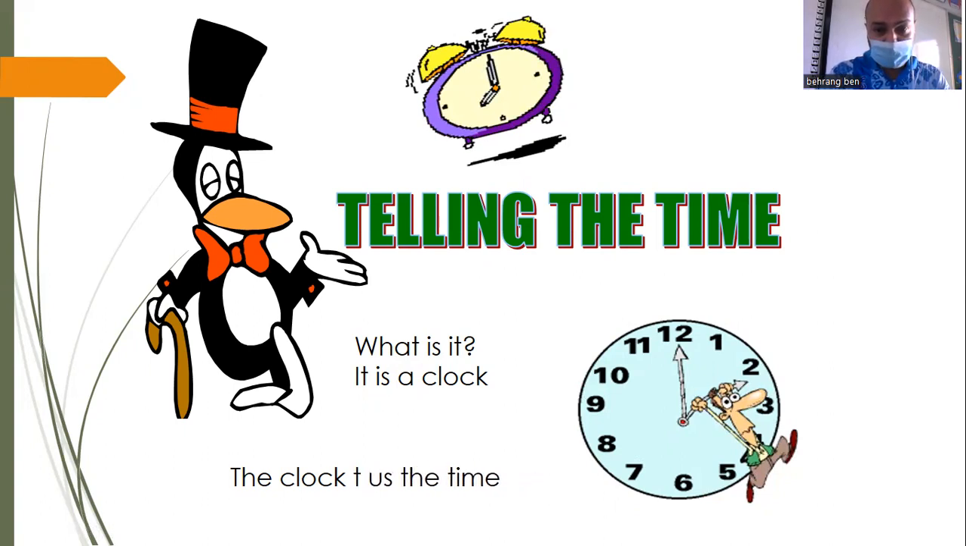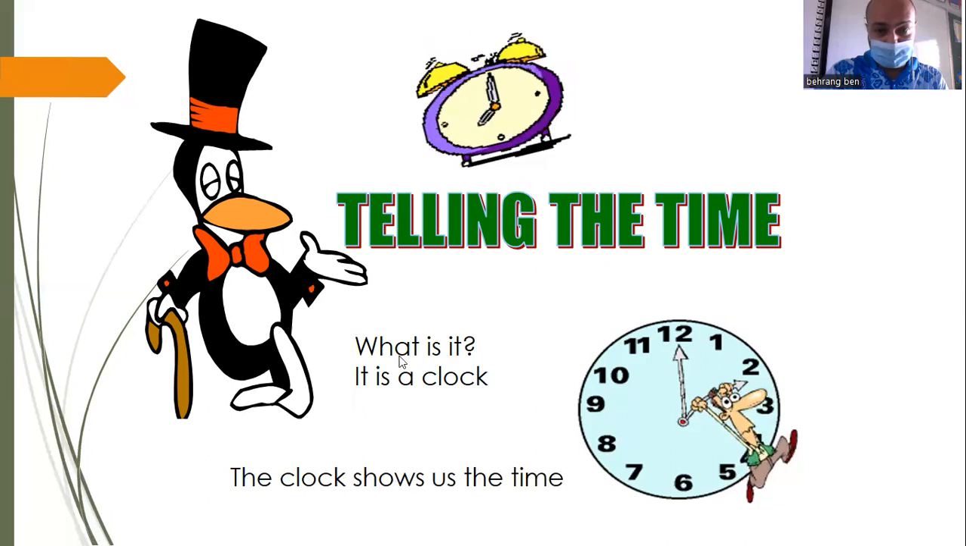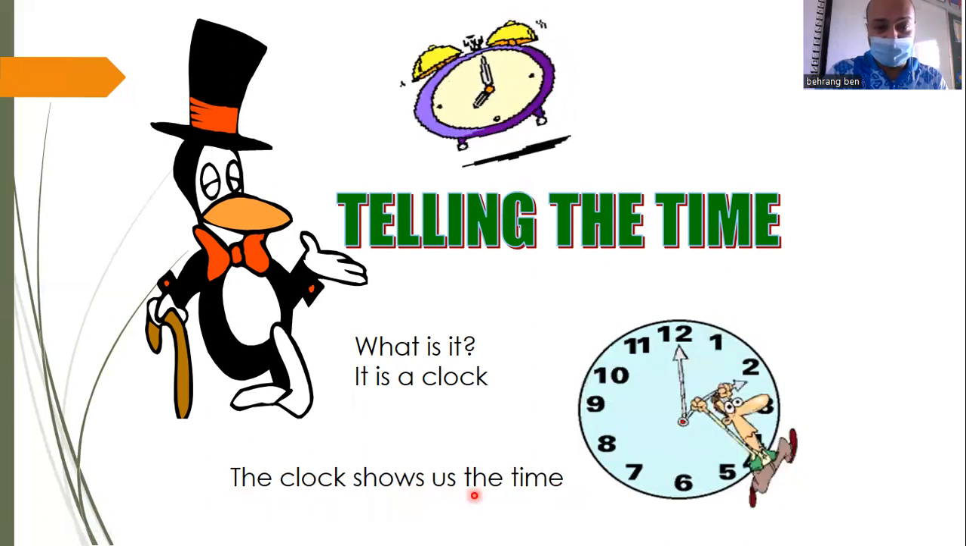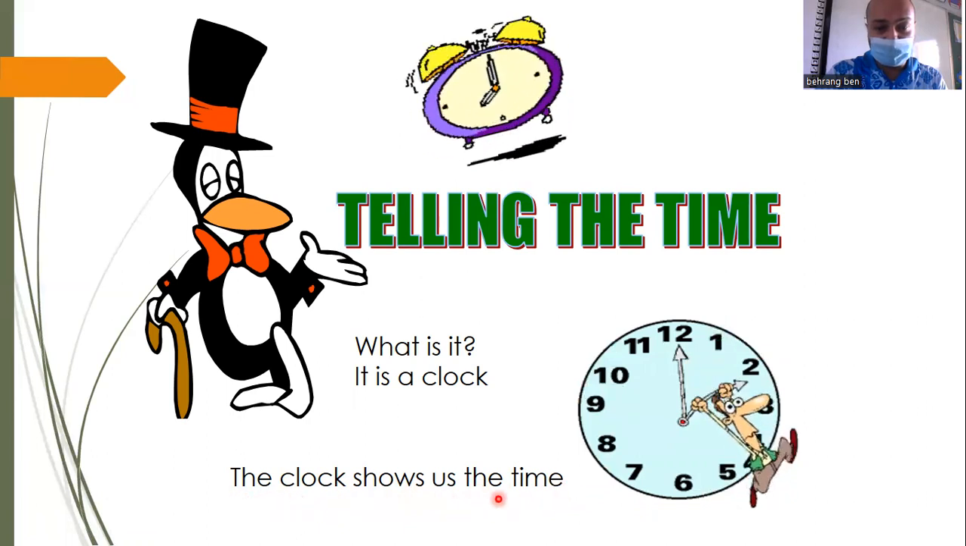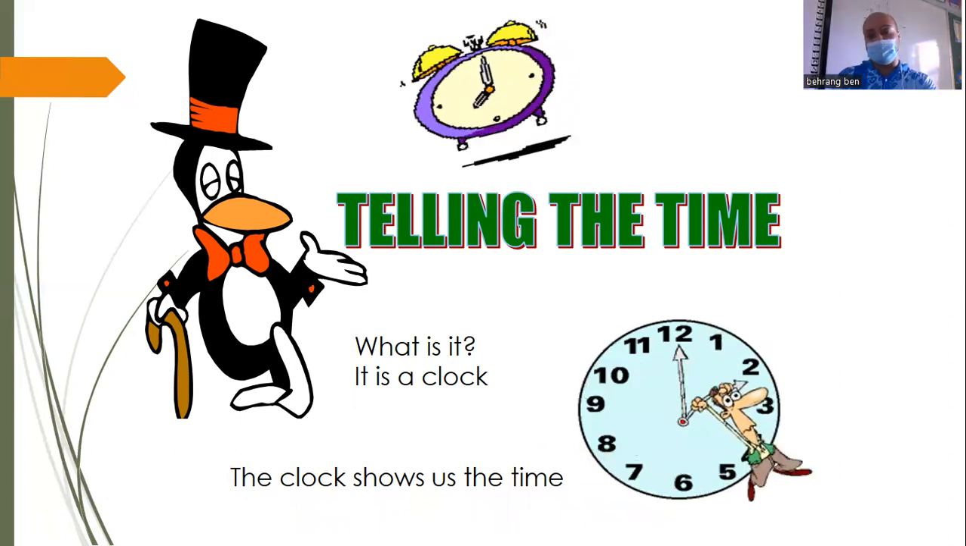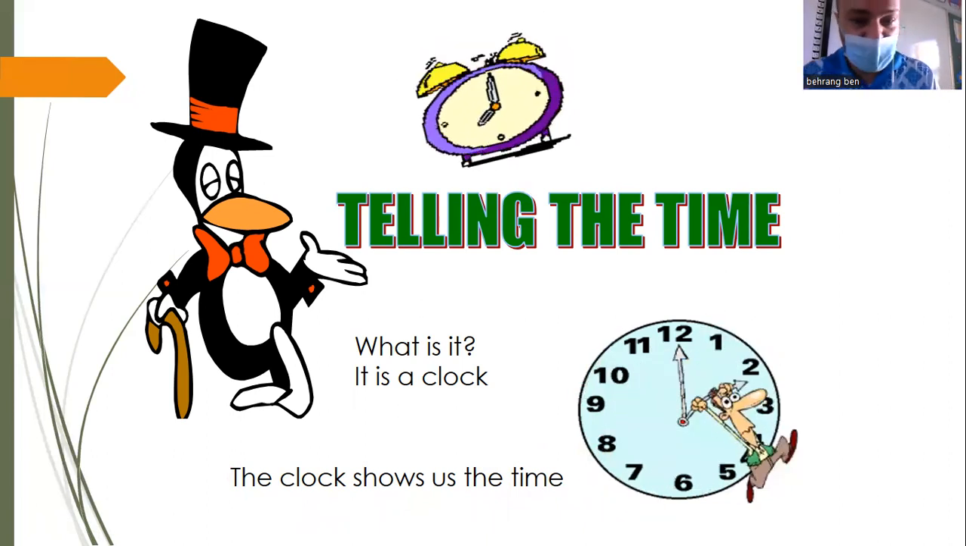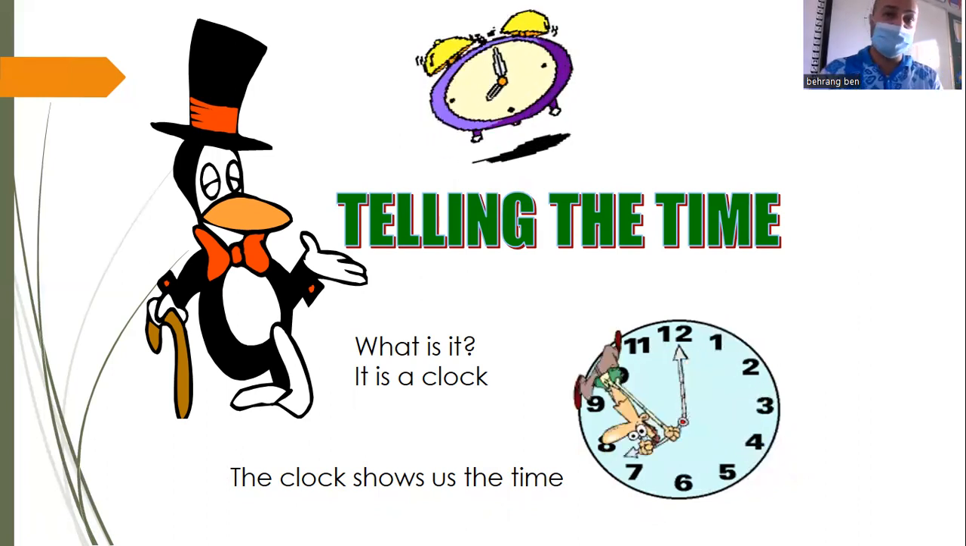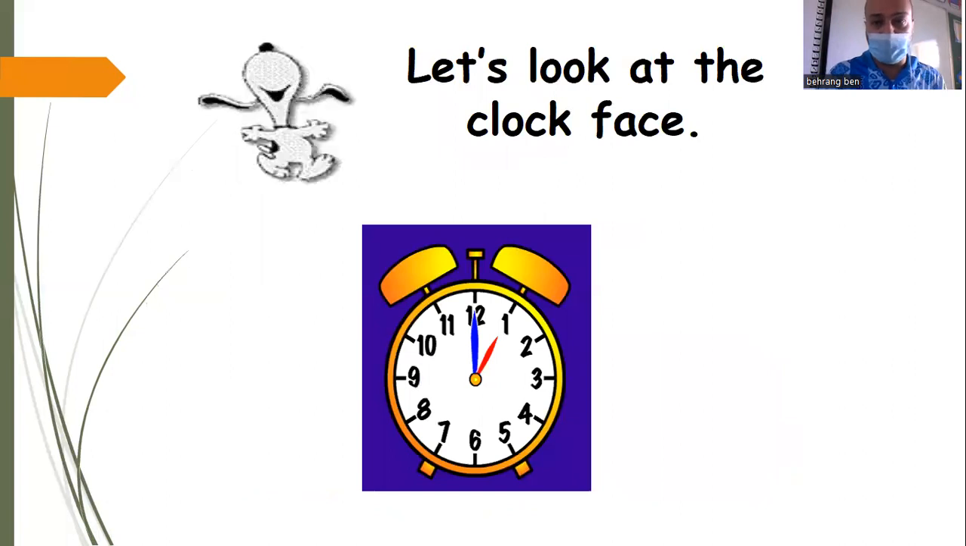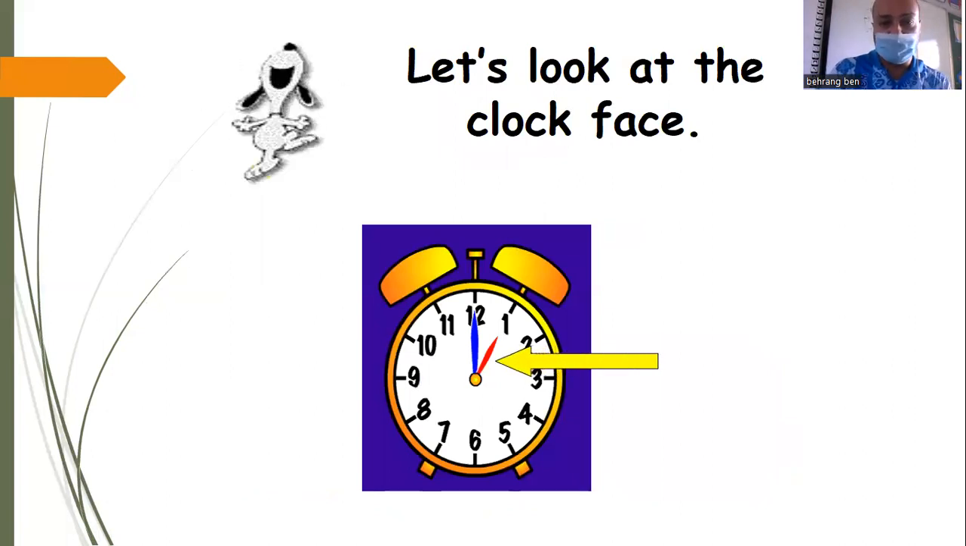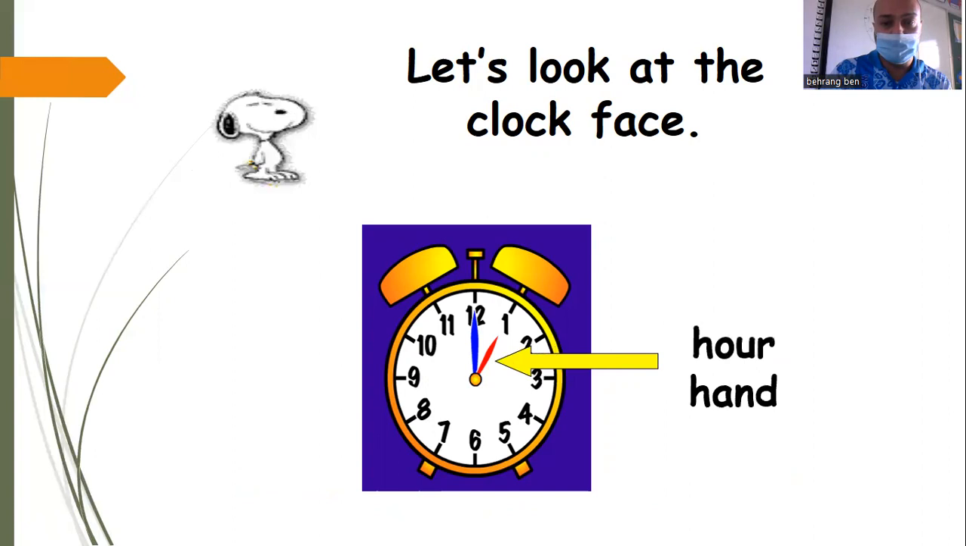What does the clock show us? The clock. After that, write this sentence. The clock shows us the time. Great job. The clock shows us the time. All right. After that, write this sentence. The clock shows us the time. Okay, let's continue.